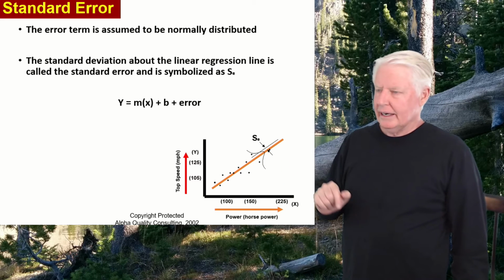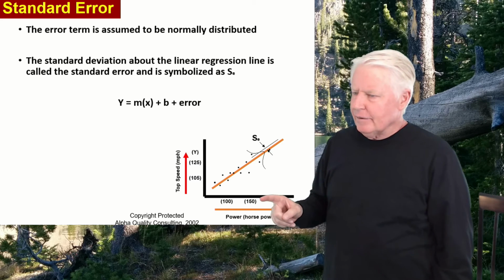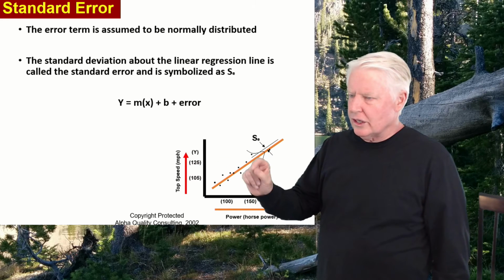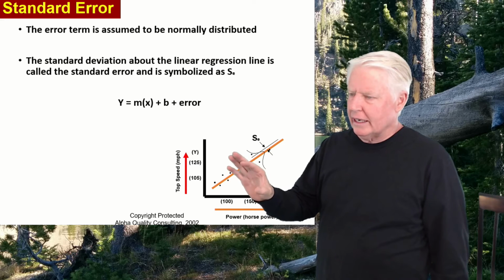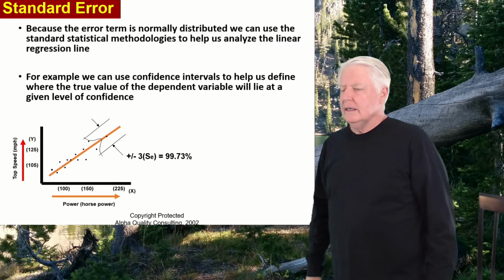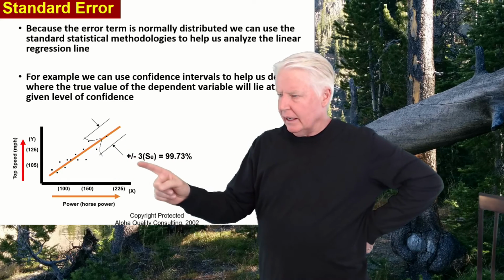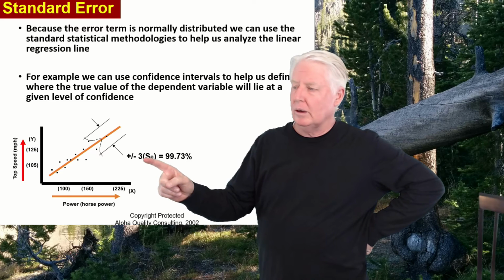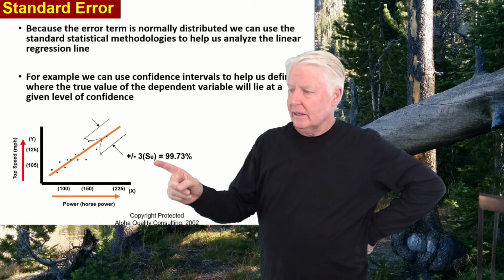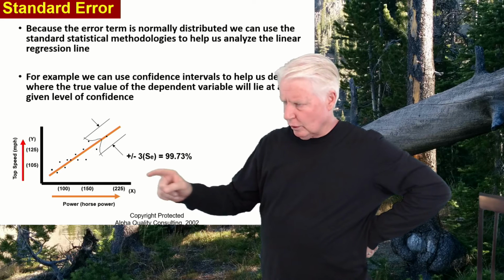A standard error. Why do we want to know the standard error? Because it gives us an idea that if I go over here and use this equation, it gives me an idea of how much variation there is about the expected value. And of course, I can also run confidence intervals, so I could take the expected value and add and subtract, for example, 3 standard errors. And that would give me a 99.73% confidence interval.